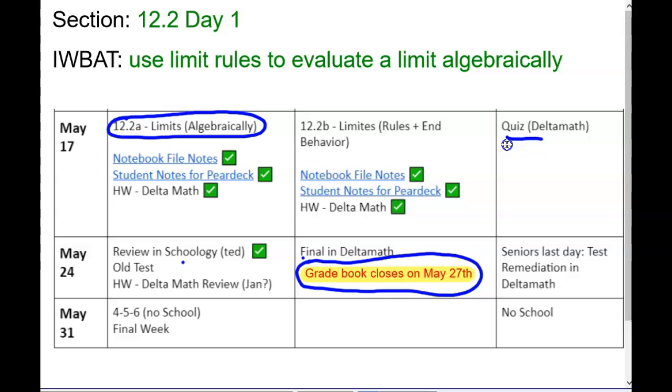We will be taking our final, which I use the word final, but it's not. It's the same value as a regular test. So we're going to take our limit and review test on Thursday the 27th, which is the same day as the gradebook close. After that, you can't turn anything in. Friday, I will be grading Thursday night, and Friday you'll have your grade, and seniors, you're going to have your last chance to do remediation on that test.